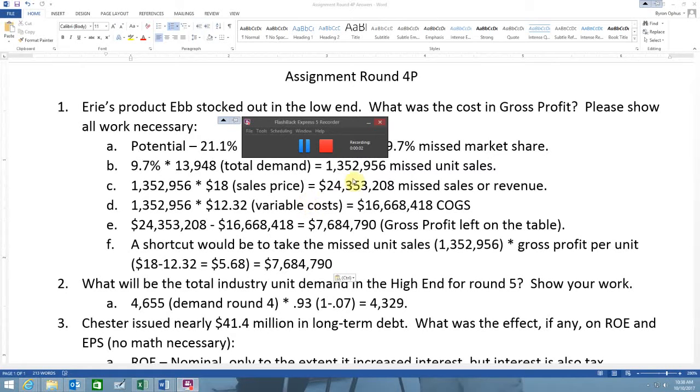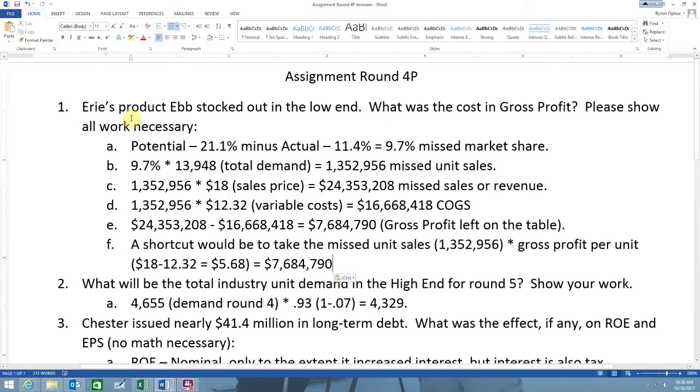So let's take a look here at the assignment for round 4P. And what do we got? We got number one, Erie's product Ebb stocked out in the low end. What was the cost and gross profit? I said, please show your work. Well, it's just an add-on, right?